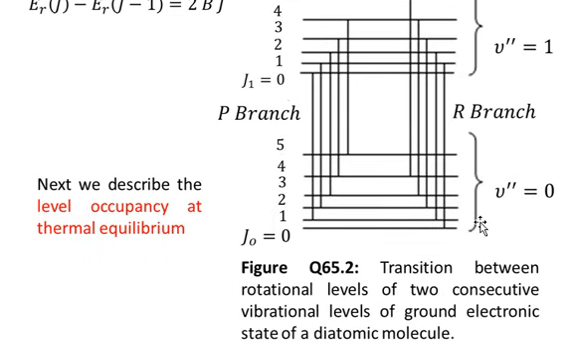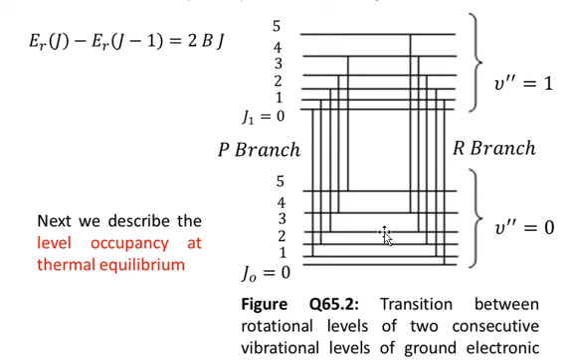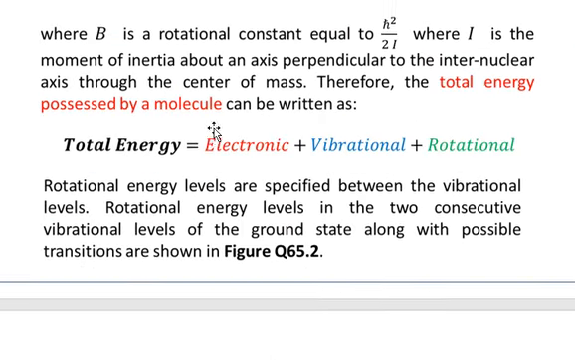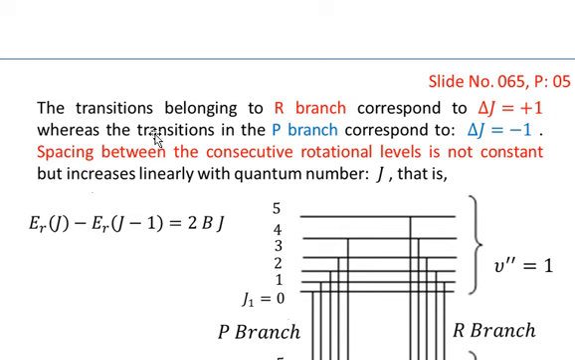So you see that now there could be a transition from rotational level to rotational level. That is, there is a transition between the rotational levels of the vibrational level V double prime equal to 1 and the rotational levels of the vibrational level V double prime equal to 0. Two transitions have been shown, labeled as P branch and R branch. Let me read the text so that we can understand further. The transitions belonging to the R branch correspond to delta J equal to plus 1, whereas the transitions in the P branch correspond to delta J equal to minus 1.